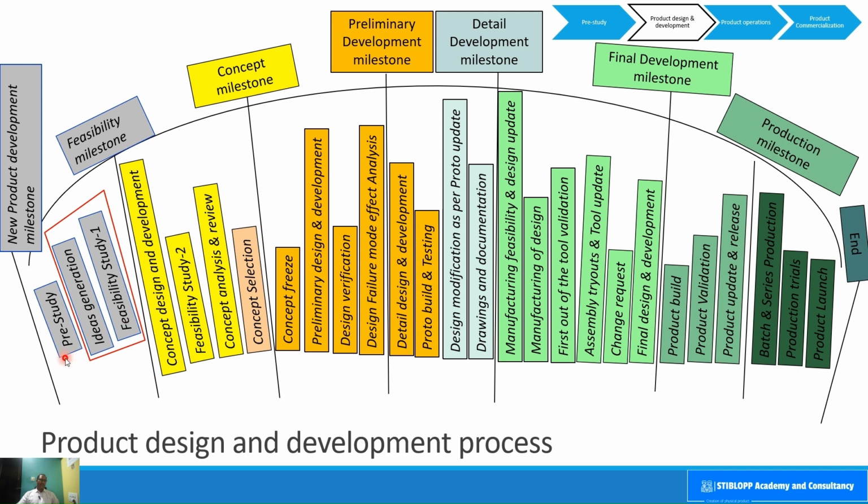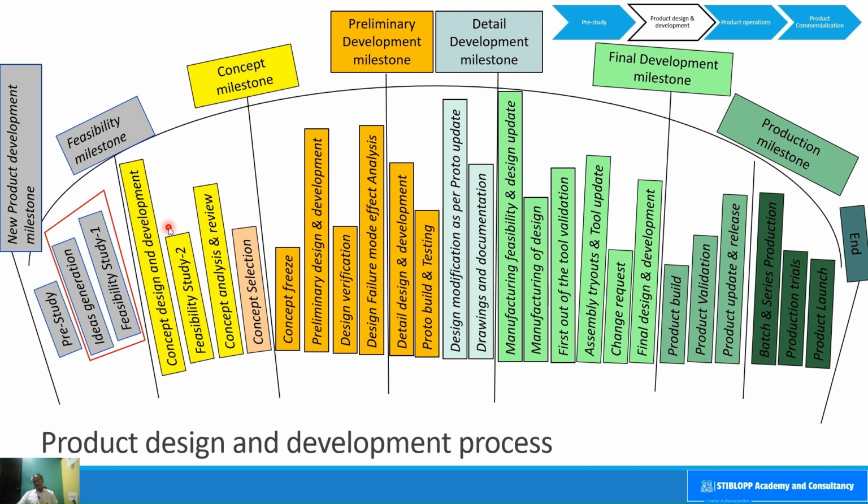We have already seen the first step, that is a pre-study. The next step that comes in the feasibility phase is the ideas generation phase. In this step, we along with our team do the brainstorming and generate n number of ideas. Once the ideas are generated, we do the feasibility study on those ideas. The output of the feasibility study comes as the selection of one or two ideas which are subjected to the concept design and development.